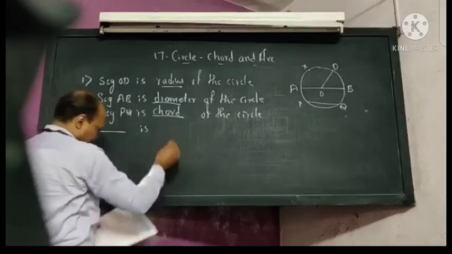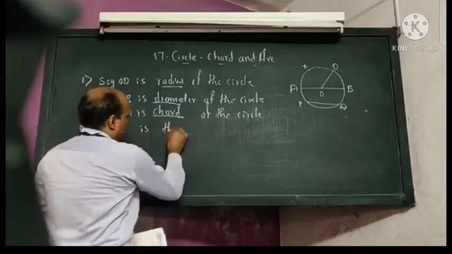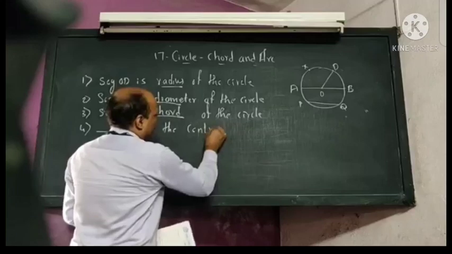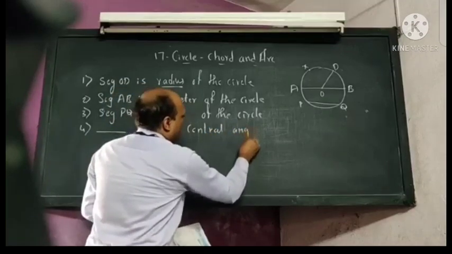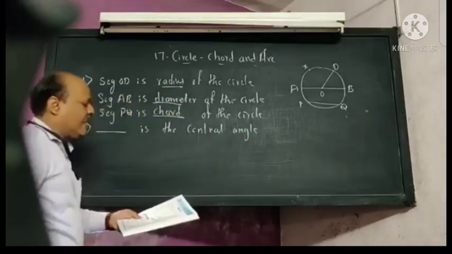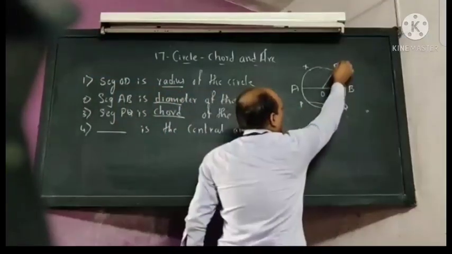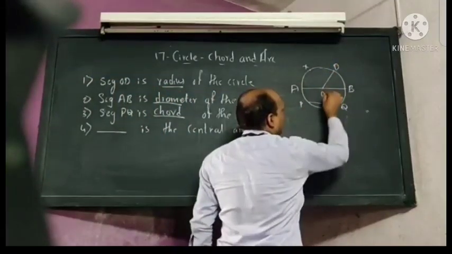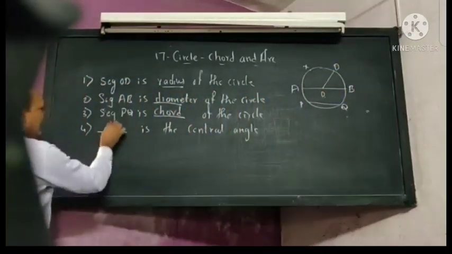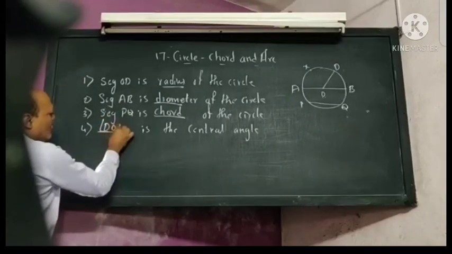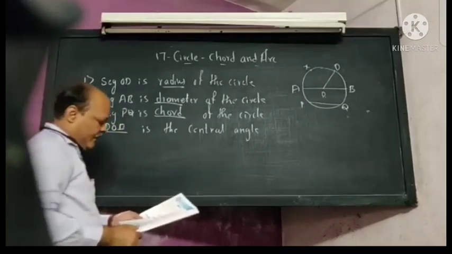Dash is a central angle. The meaning of central angle is that the angle is made from the center. You can say AOD or you can say DOB. That means DOB is the central angle.